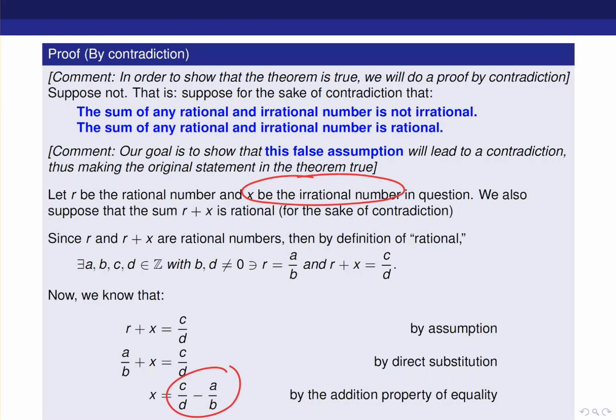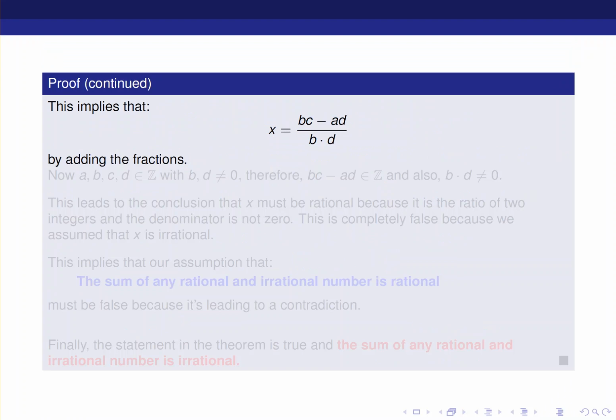My goal is to write C over D minus A over B as a fraction with integer numerator, integer denominator, and the denominator is not equal to 0. If I can do this, then I would have proven that X is a rational number, which contradicts the fact that I'm writing over here that it should be an irrational number. It's very simple to add the C over D minus A over B. All we have to do is use some algebra of fractions and turn it into BC minus AD, all divided by B times D. Now again, A, B, C, D were all integers, and on top of that, B and D were not equal to 0.